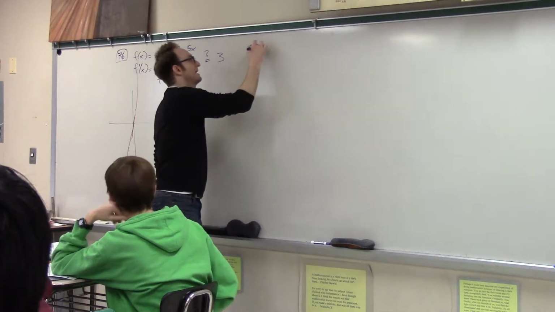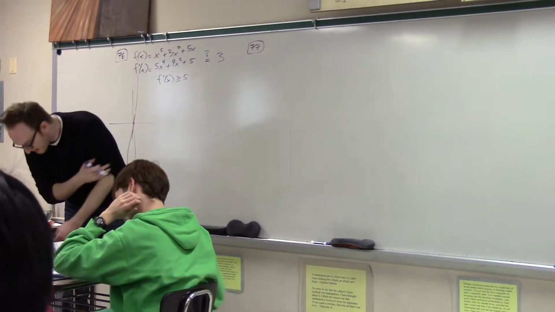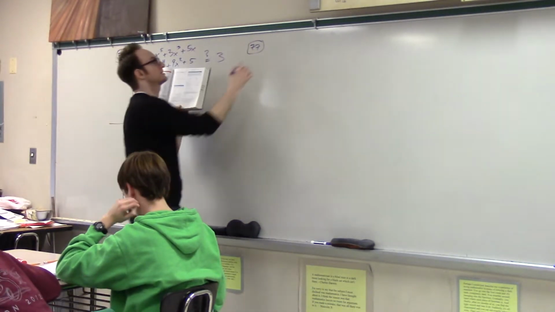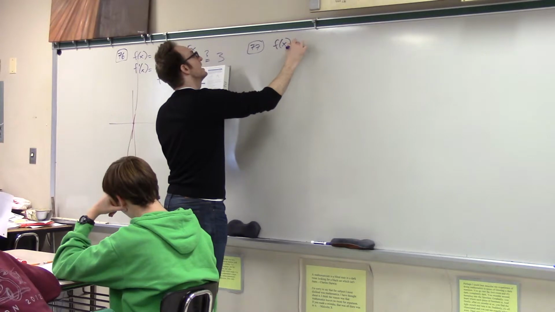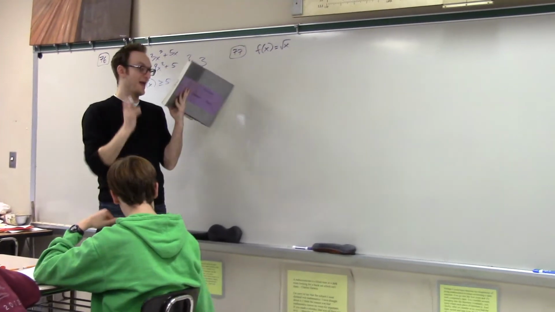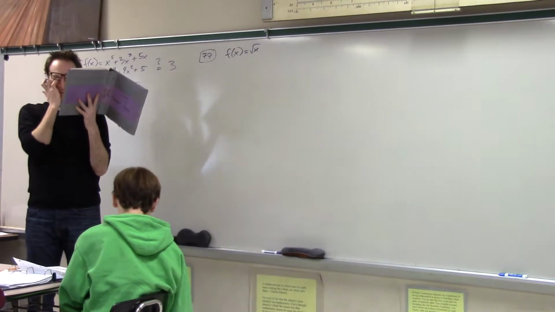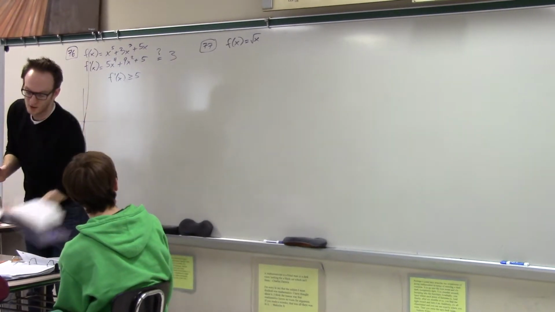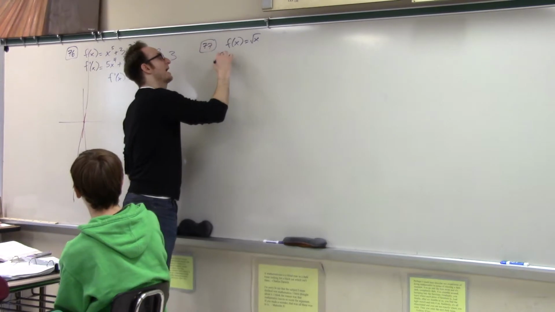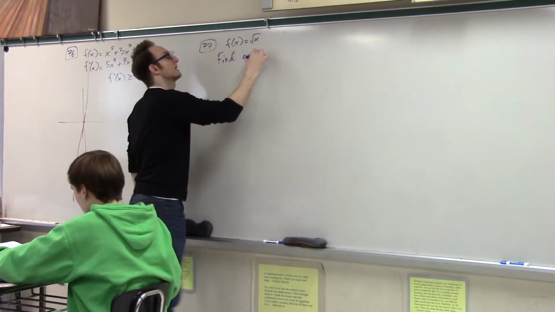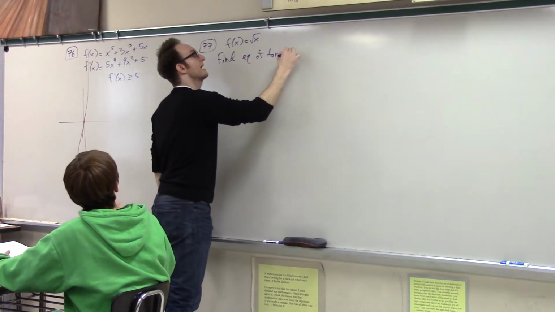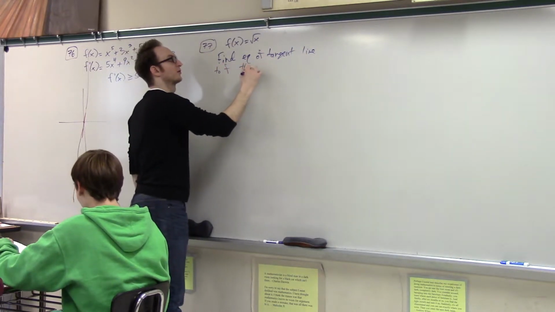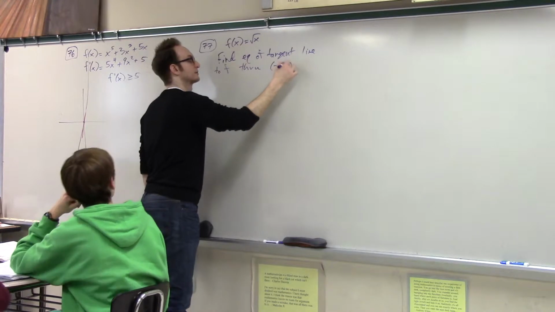77 I thought was again a multi-step problem. 77 says, his wording was a little bit awkward, but what it essentially boils down to is, take this function, f of x equals root x, and find the equation of the tangent line to the graph of this function through the point -4, 0. So, find the equation of the tangent line to f through the point -4, 0.